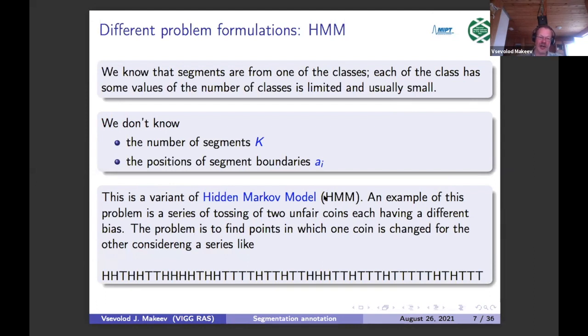A classic example of a hidden Markov model is the problem of two unfair coins. You've got two coins biased in a different way, and you toss them. You toss one coin several times, and then at a random point you switch the coins, and you start to toss the other one. The H's and T's are for heads and tails, and here you've got a lot of heads, so the coin is biased in the direction of heads. Heads are more probable.